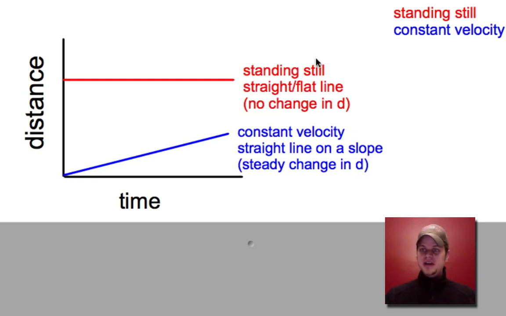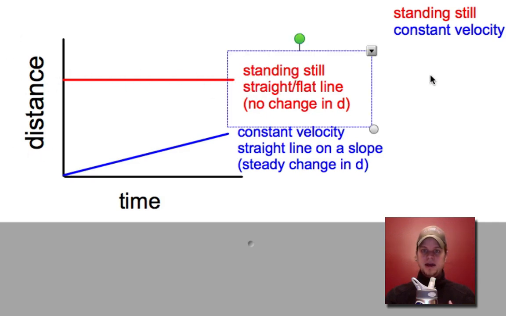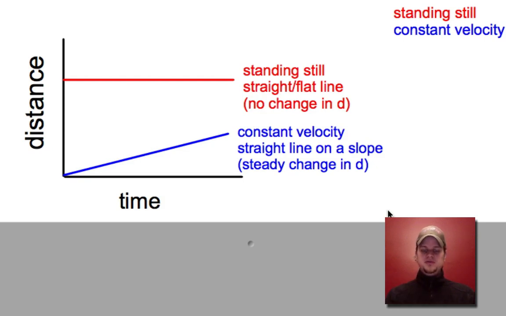So if something is standing still, like let's say my water bottle, its distance is always the same for me. So it's a nice straight flat line. The distance is constant. However, if something is moving, the distance is constantly changing, and it's changing at the same rate. Boom, boom, boom. That's a constant velocity or a constant speed. You could say that as well.